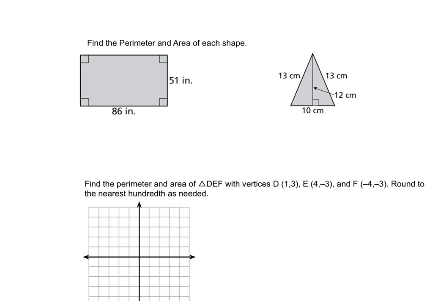All right, perimeter and area of each shape. So the first thing we need to determine is what kind of shape do we have on the one on the left? Rectangle, okay? How do we know that this guy is a rectangle?